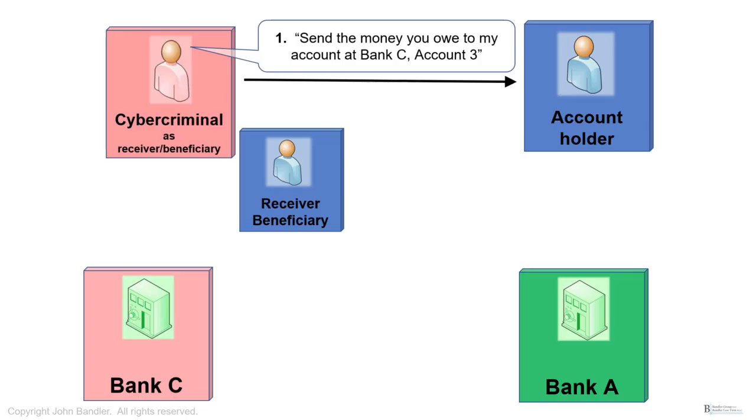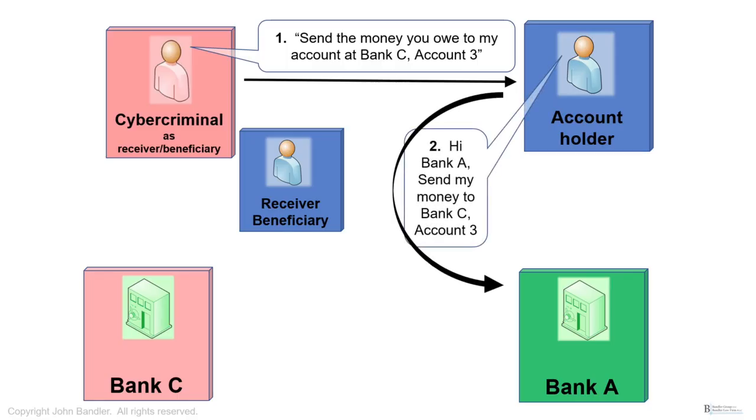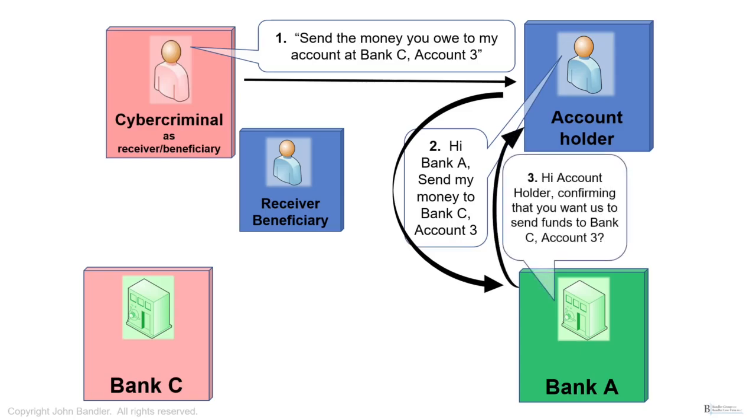And the account holder doesn't know about a callback procedure because they're just a regular person living their life or running their business. So the account holder forwards that instruction to the bank on where to send the money. The bank does the callback procedure to confirm, hey, are you really the account holder and that's where you want us to send the funds? And the account holder says, yes, I'm confirming it. That's what I told you.